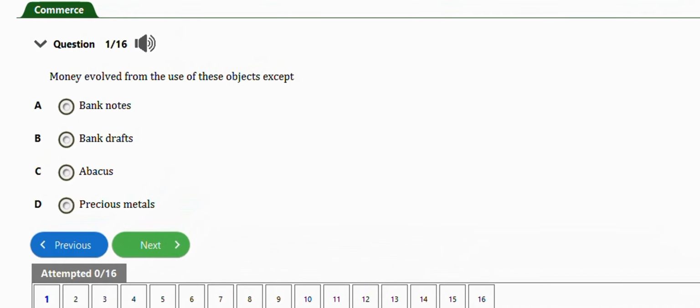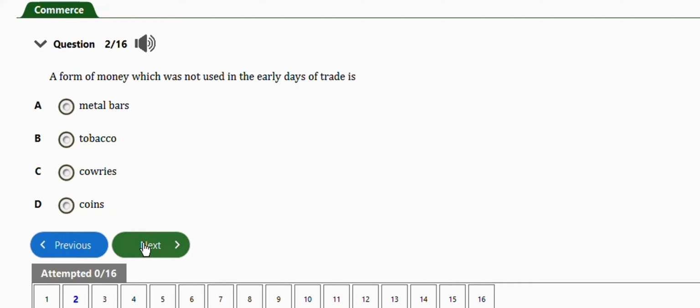In this video, we are going to learn how to solve the JAMB commerce problems under meaning and types of money. We have about 14 to 16 questions in practice. Let's get started. The first question I have here says, money involved from the use of this object except we have banknotes, bank draft, abacus, precious metal. The right answer is option C, abacus, an exception.